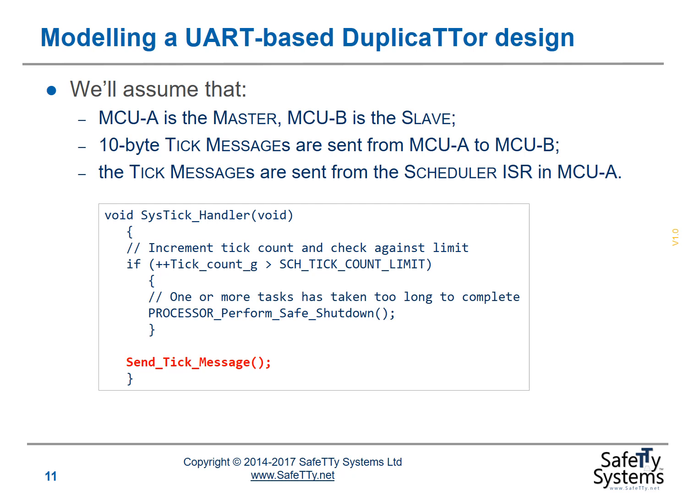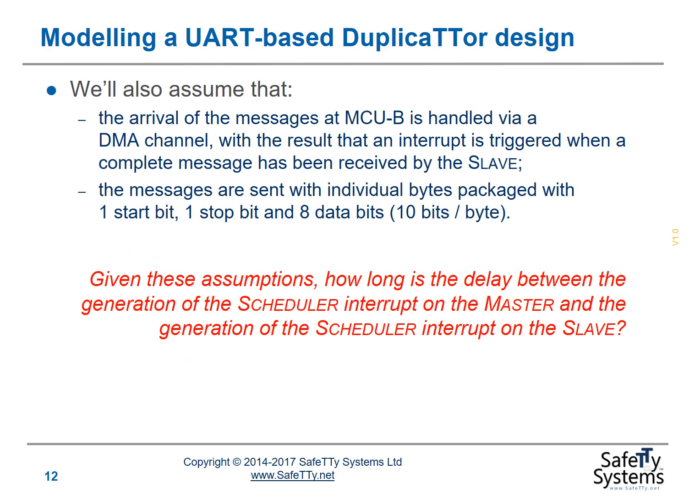So we're assuming that within MCU A we have a fairly standard scheduler. One addition made to this scheduler is that we send tick messages from the scheduler ISR in MCU A in this shared clock design. We're also going to assume that the arrival of the messages at MCU B is handled via a DMA channel, with the result that an interrupt is triggered when a complete message has been received by the slave.